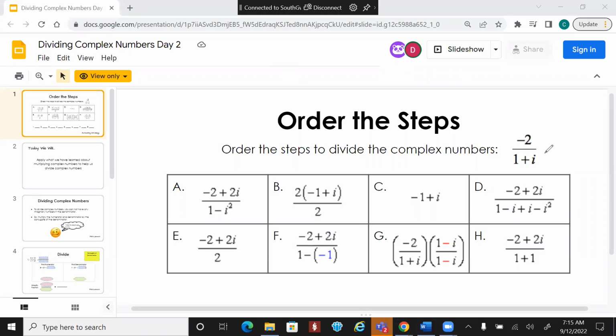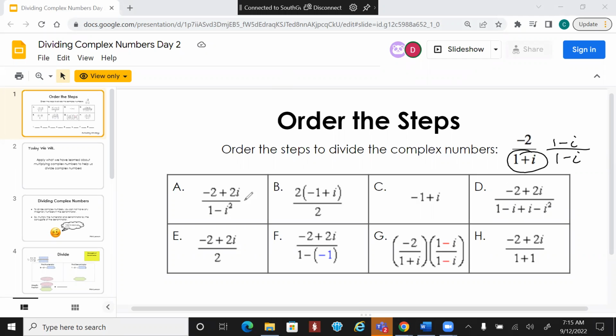Not 1. No, so look at the denominator, that's right here. And we want to change the sign of this imaginary, right? So what's that going to be? So 1 minus i, right? And we're going to multiply that in the top, and we're going to multiply it in the bottom.